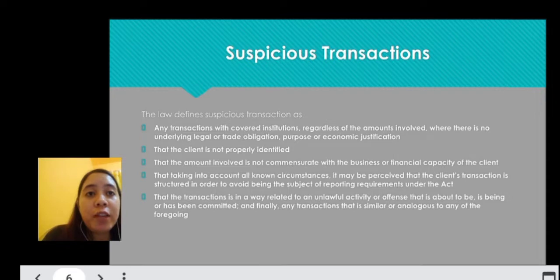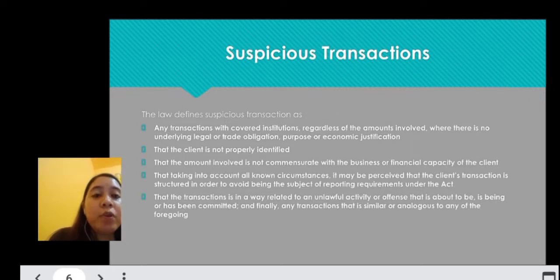Suspicious transaction. The law defines a suspicious transaction as any transaction with a covered institution, regardless of the amount involved, where there is no underlying legal or trade obligation, purpose, or economic justification, and the client is not properly identified, the amount involved is not commensurate with the business or financial capacity of the client, taking into account that the circumstance may be perceived that the client's transaction is structured in order to avoid being the subject of reporting requirements under the Act, that the transaction is in a way related to an unlawful activity or offenses that is about to be, being, or has been committed, and finally, any transaction that is similar or analogous to any of the foregoing.